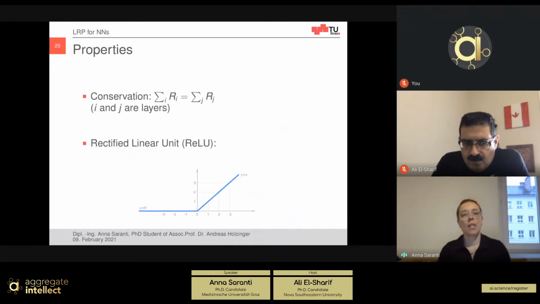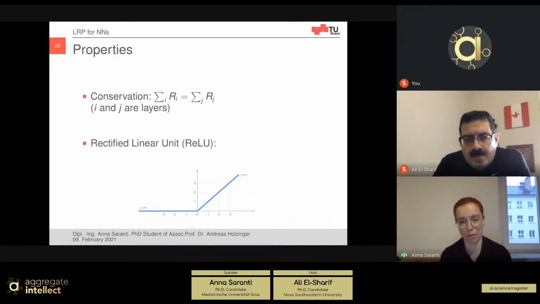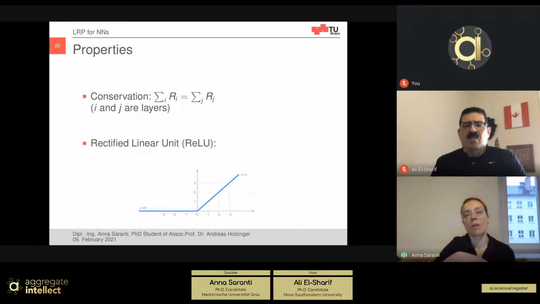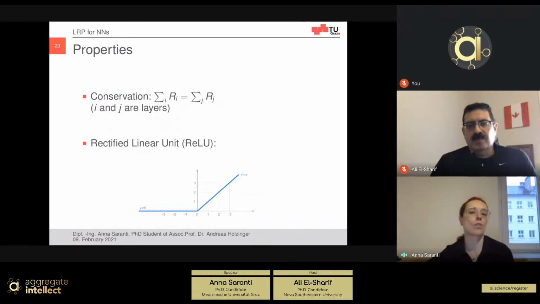What are the properties of LRP that also make it different from other heat mapping methods? The conservation property is one of the most important. There are others that can be found in the literature that I will present in the end. The conservation property states that the sum of the relevances of each layer is conserved through all the layers. And this is also very useful when one computes the relevance layer by layer. It's useful when one wants to write unit tests, when one wants to do quality management, to check that the numbers that one has computed by a program or by hand are correct.